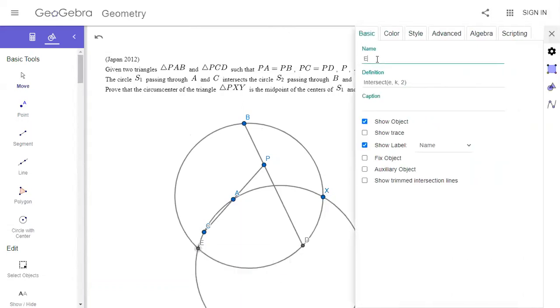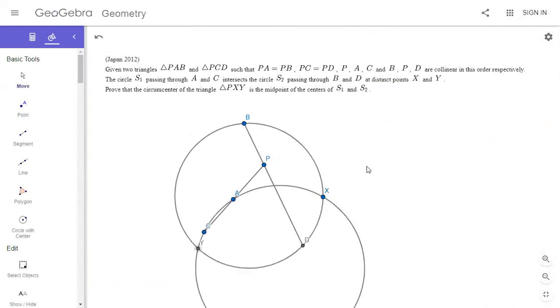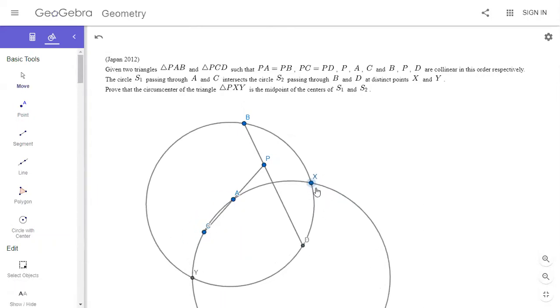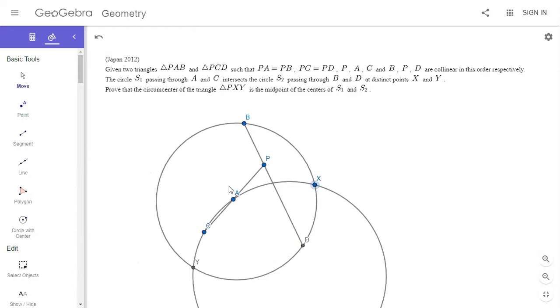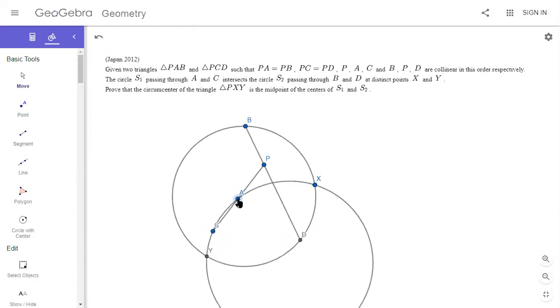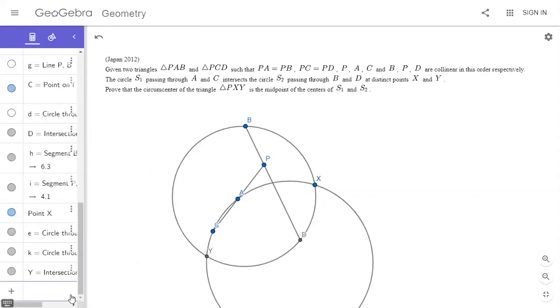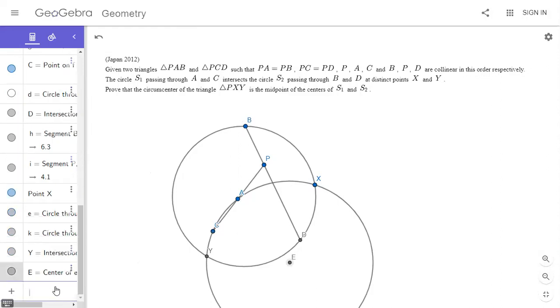So there's a lot of flexibility here, right? You have any circle through B and D, and any circle through A and C, as long as those two circles intersect. There's a lot of room for freedom here. We want to show the circumcenter of PXY is the midpoint of the centers of these two. So I'm going to draw those two centers. So center of E and the center of K.